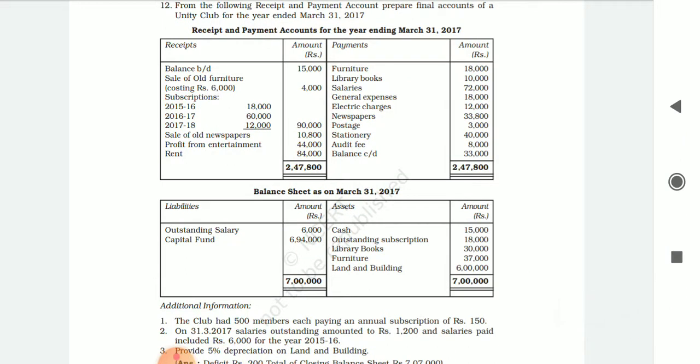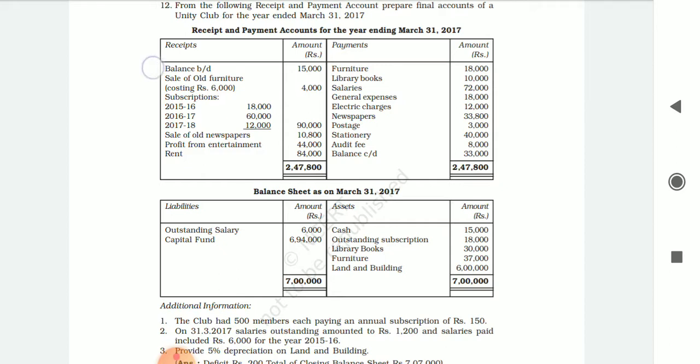From the following receipts and payment account, prepare final accounts of a Unity Club for the year ended March 31st, 2017. So you have to write the heading in the books of Unity Club. Okay. Final accounts means we have to prepare income and expenditure account and balance sheet for the current year, that is for 31st March 2017. Now receipts and payment account is given.